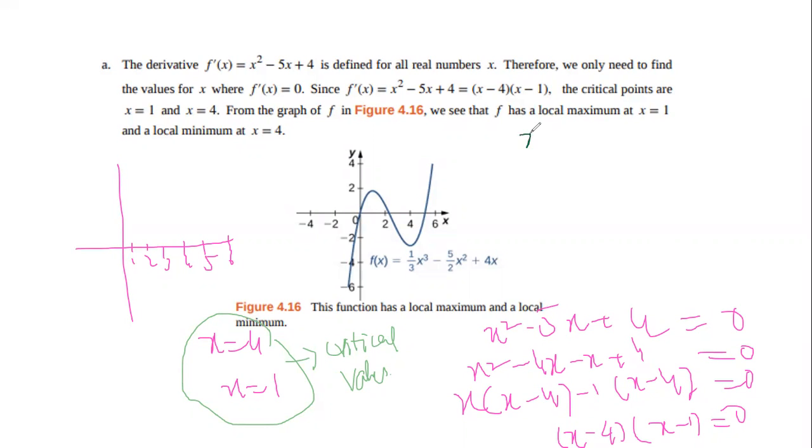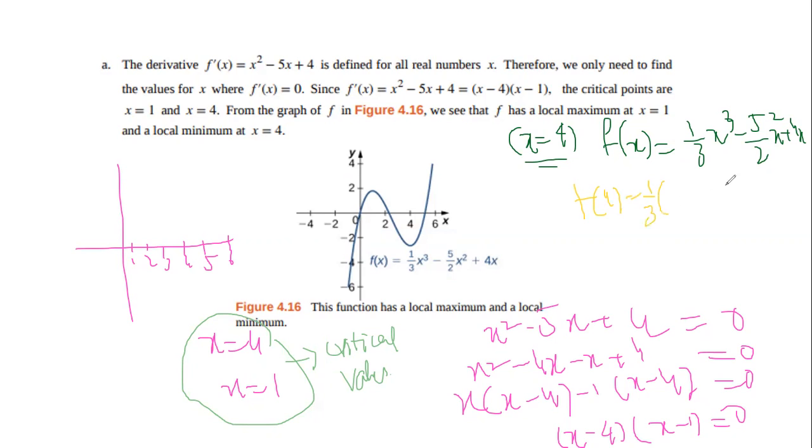So I will write that at x = 4, I will write this as my value for the function, f(x) = (1/3)x³ − (5/2)x² + 4x. I have to put the value 4, so it will be f(4) = (1/3)(4³) − (5/2)(4²) + 4(4). Now I have to find it by using a calculator.